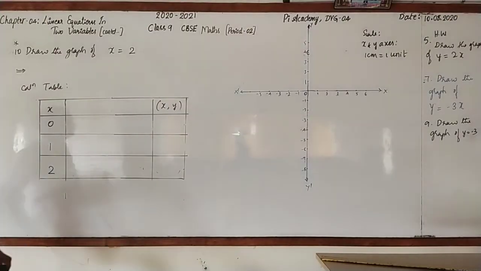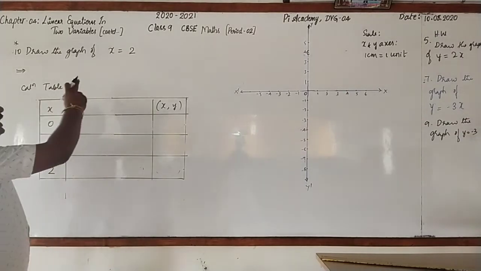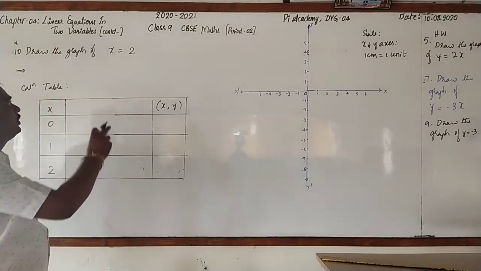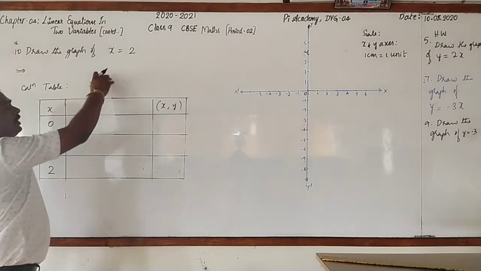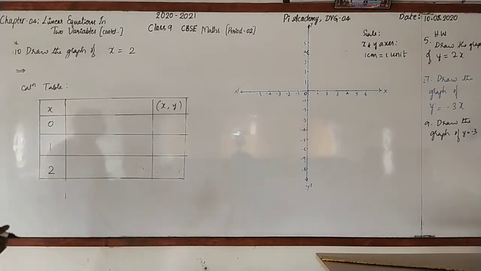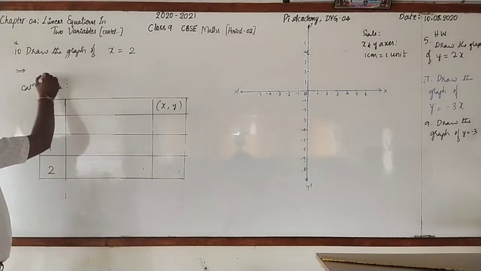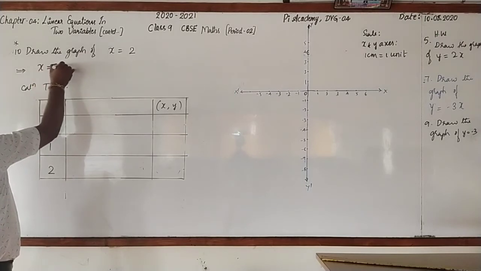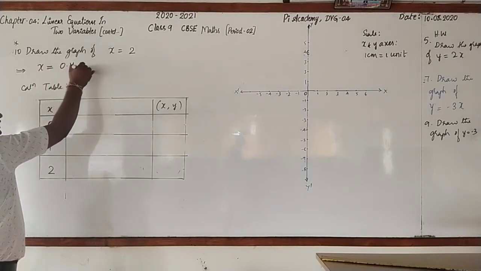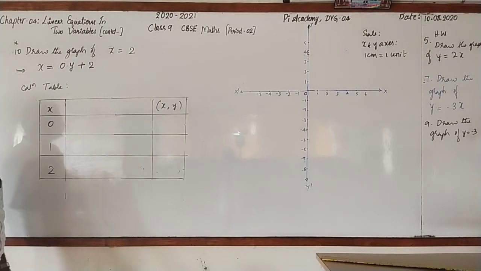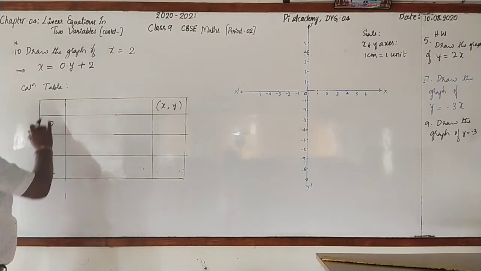Dear students, observe it. This time I have taken x equal to constant, that is x equal to 2. How do you express this in 2 variables? You can write this as x equal to 0 into y plus 2. Now let us draw the table.